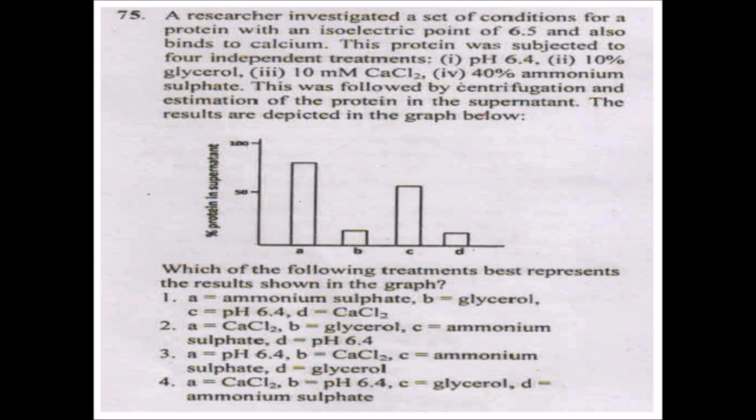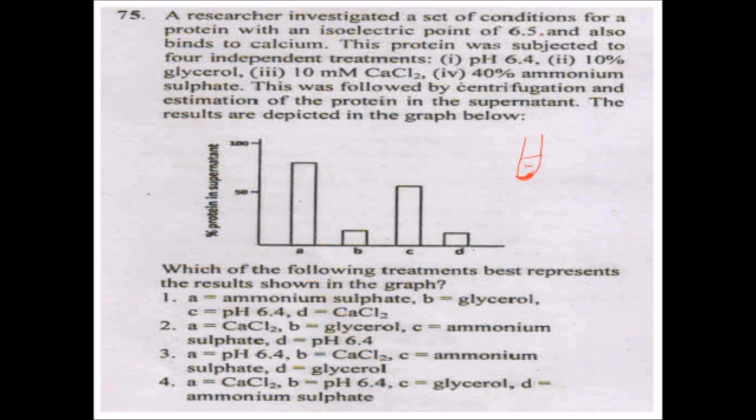The condition where the protein will be high in the supernatant means that when you are treating with any of the above conditions, if the protein gets completely precipitated, it will settle at the bottom of the centrifugation tube after centrifugation. But if it does not get fully precipitated, it will be present in the supernatant. So before that, we must find out which condition will completely precipitate the protein.